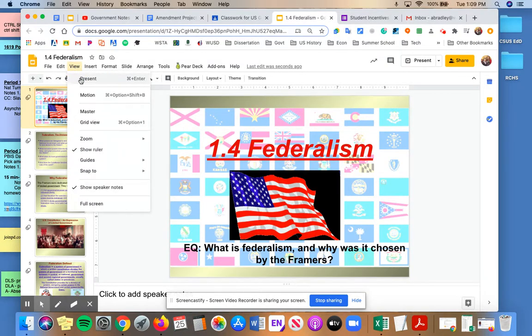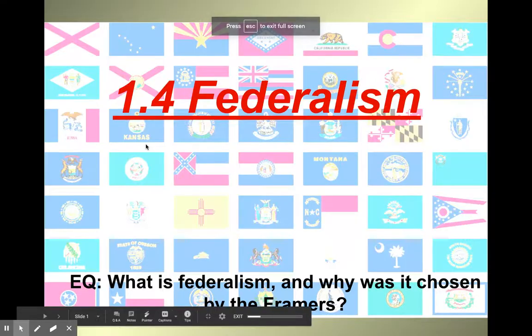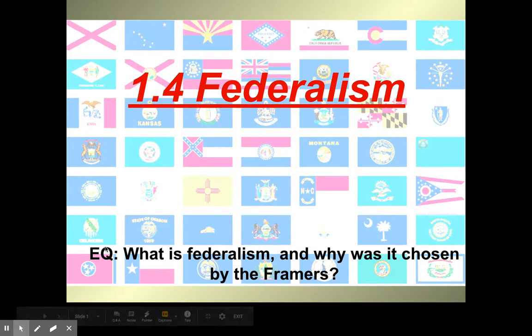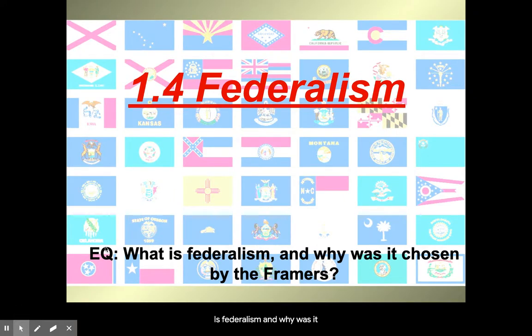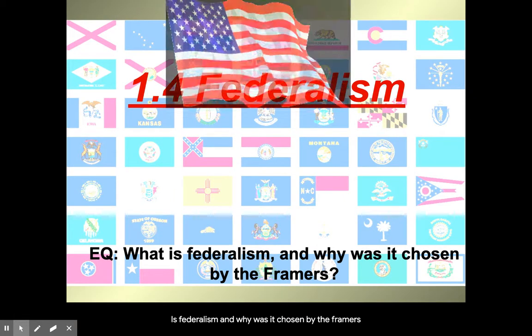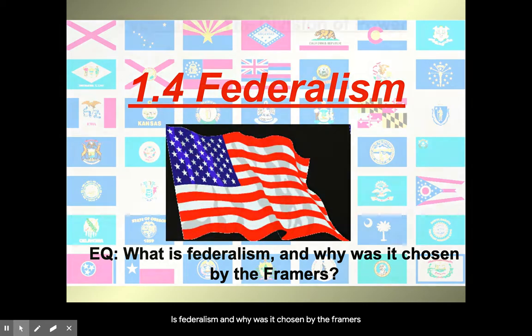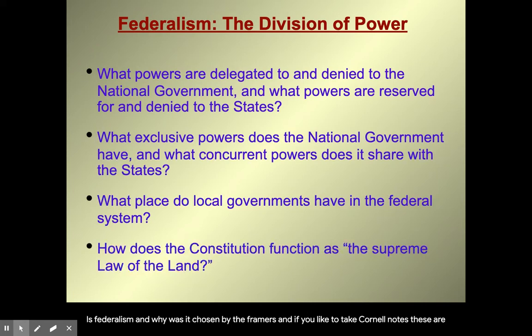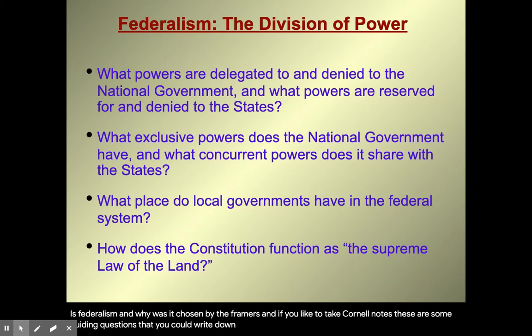So we're going to go ahead and view and present these. Don't forget to write a title, 1.4 Federalism, and write down your essential question. What is federalism and why was it chosen by the framers? If you like to take Cornell notes, these are some guiding questions that you could write down on the left-hand side if you choose to do that.